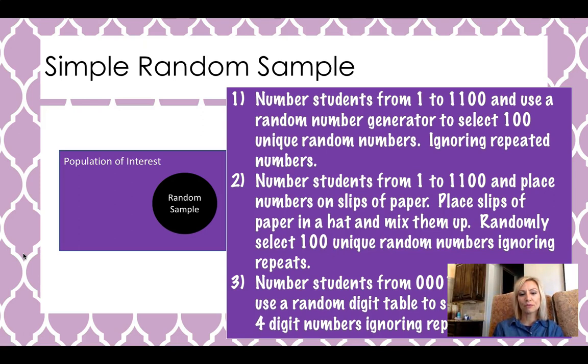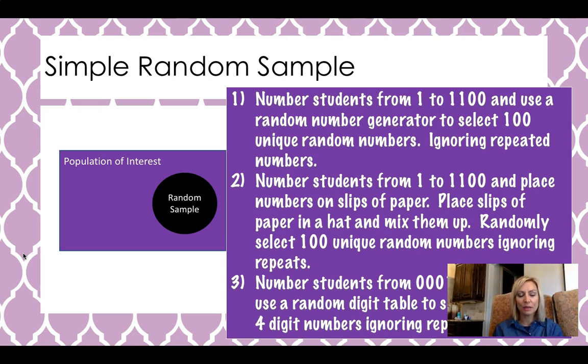Or you could have said number 2, that you number students from 1 to 1,100, which is the total in our population. You place the numbers on slips of paper. You place the slips of paper in a hat. You mix them up and randomly select 100 unique random numbers from your hat, of course, ignoring repeats.